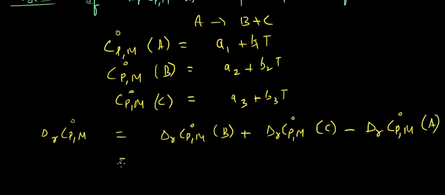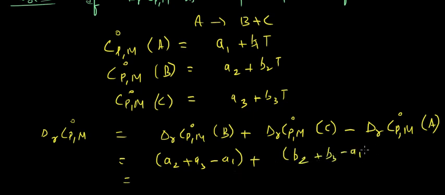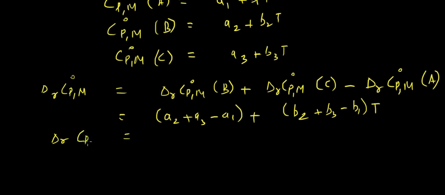So we can write it as A2 plus A3 minus A1, and first let me write the B2 term: B2 plus B3 minus B1 times T. So this can be written as delta R CPM naught equals A plus BT.